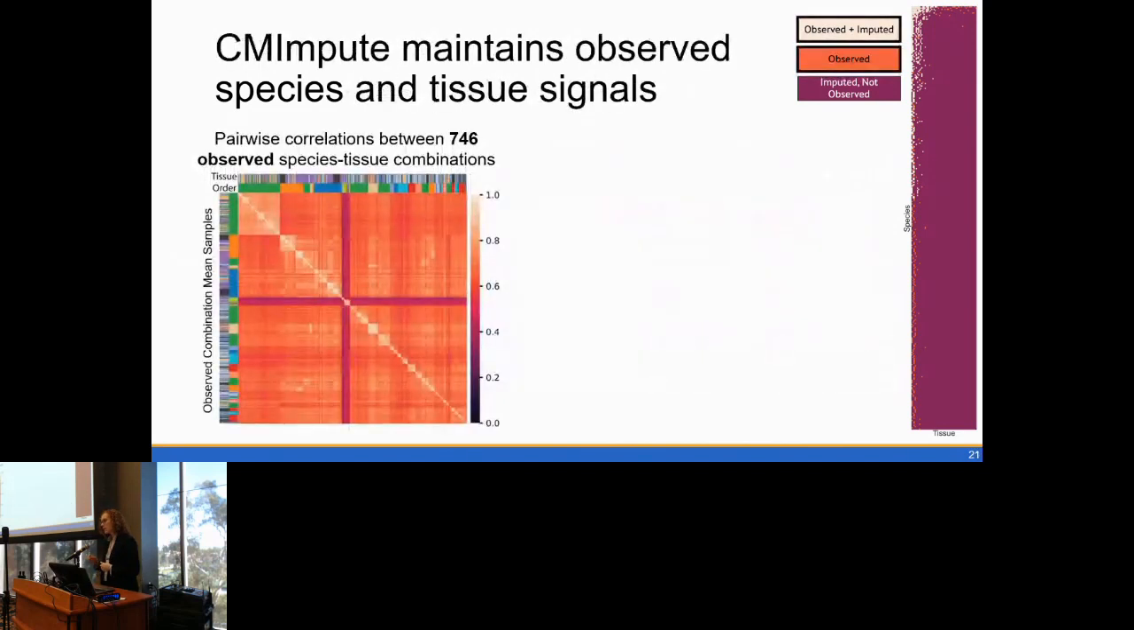We further dig into these species and tissue signals by looking at the pairwise correlations between combination mean samples. We'll first look at the observed data and see that the observed data yields a highly correlated block structure among samples of the same phylogenetic order, and within that, within samples of the same species. We see here that there's a very strong species signal in this observed data. The patterns among combination mean samples of the same tissue type have a less discernible correlated structure.